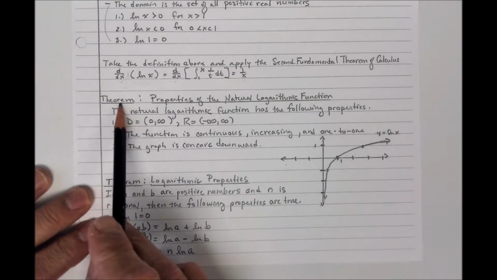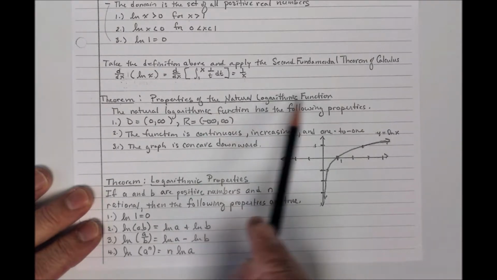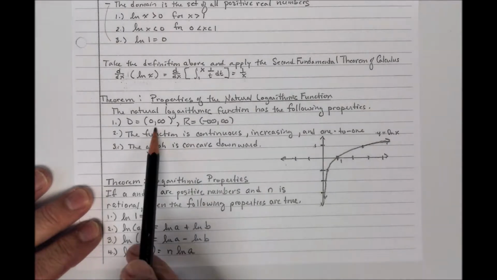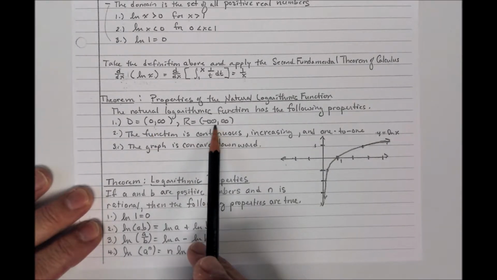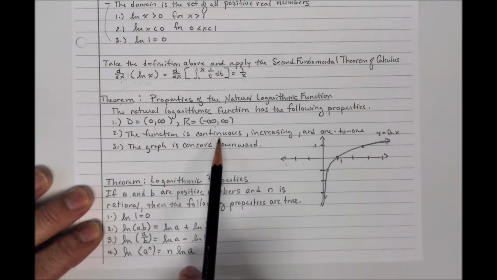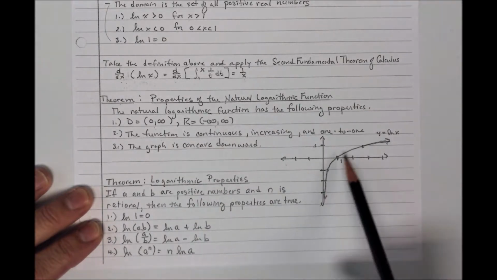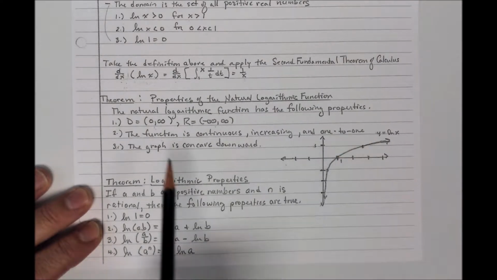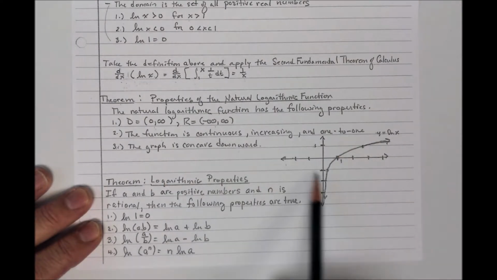So theorem, properties of the natural log function. The natural log function has the following properties: the domain is the set of all positive numbers, the range are all real numbers. The function, and I've got it graphed over here, as you can see, it's continuous, it's increasing, it's going up and to the right, and of course it's 1 to 1, which means that it has an inverse function, and the graph is concave downward, as you can see from this.